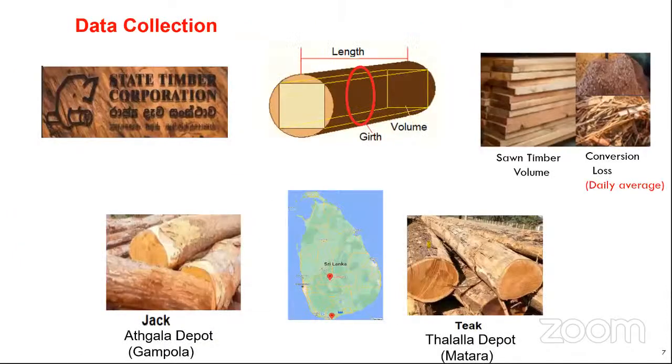The network model should be built by using historical data. Therefore, the relevant data for this study was collected from Atgala Depot in Gampola and Talalla Depot in Matara, which are two regional centers of the State Timber Corporation in Sri Lanka. We were able to collect 3 measurements of each log and the daily average value of sawn timber volume and conversion loss, calculated by the sawmill manager in the traditional way.